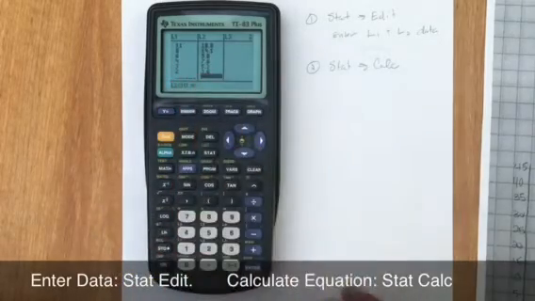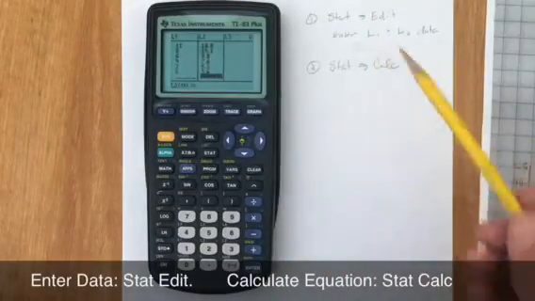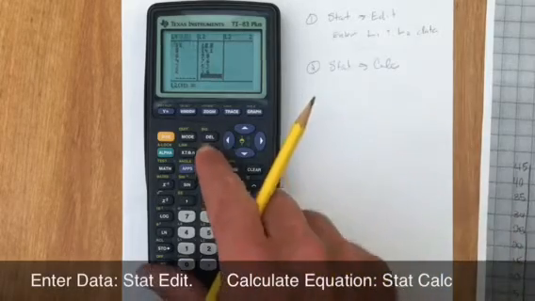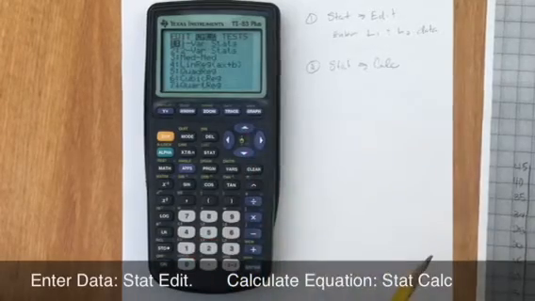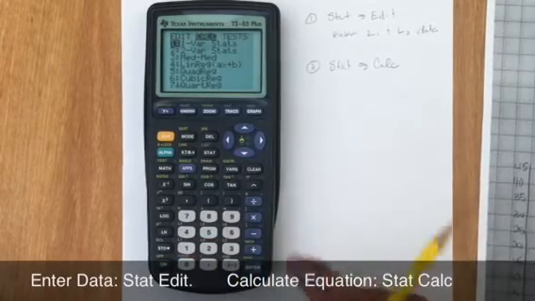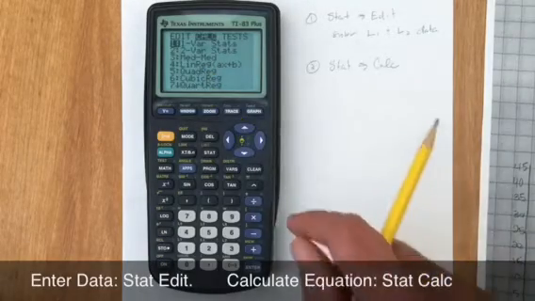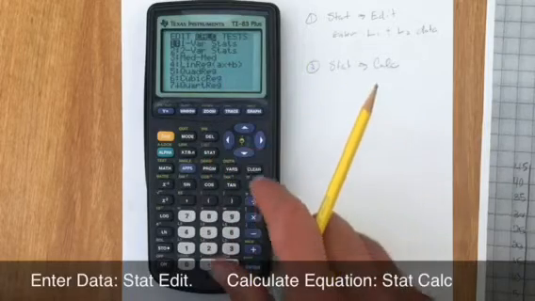And after I enter the last set of data, I want to make sure I didn't skip any. It comes out evenly, so we are good to go. So that was stat edit, and I went ahead and entered my L1 and L2 data. My next step is to go ahead to stat and calc. And when I come on down on stat calc, I want to go to 4 for the linear regression in the form AX plus B.